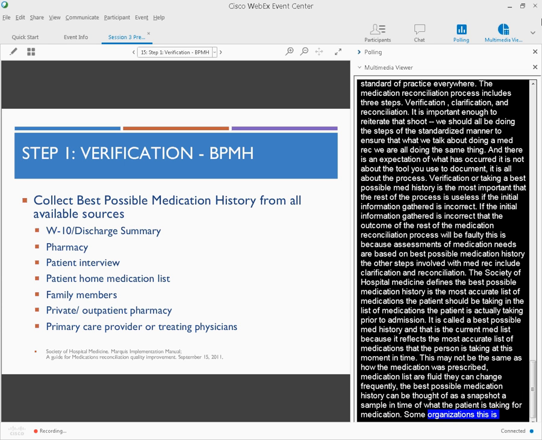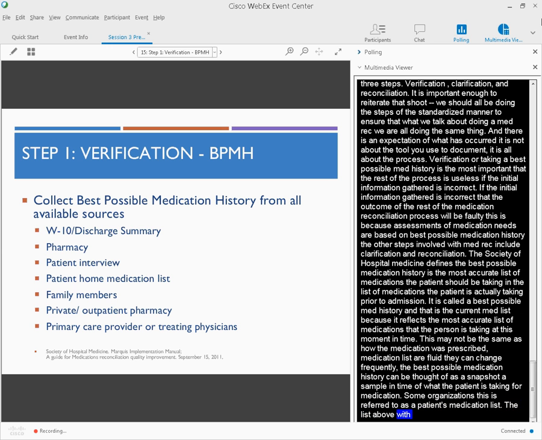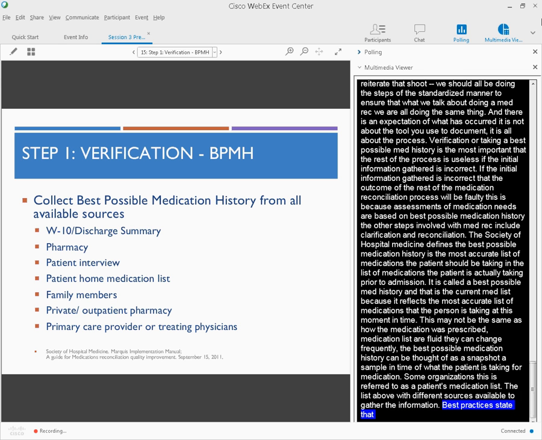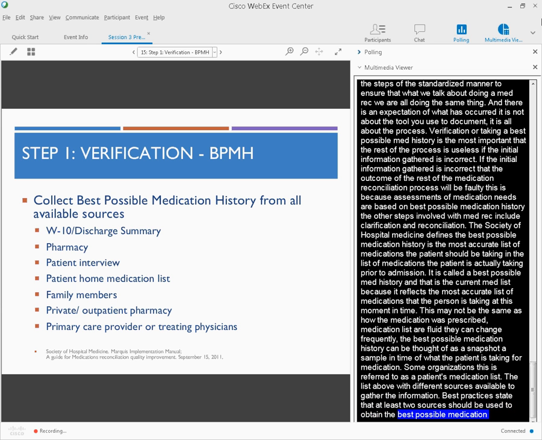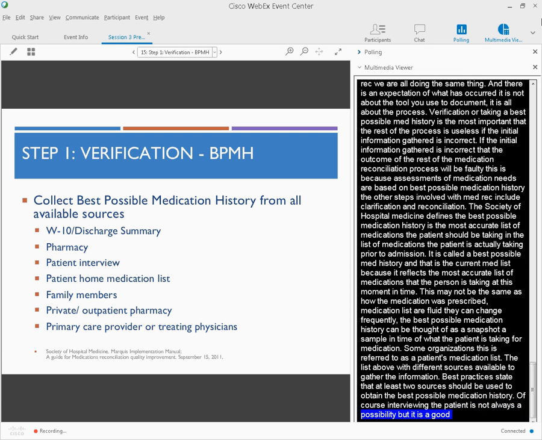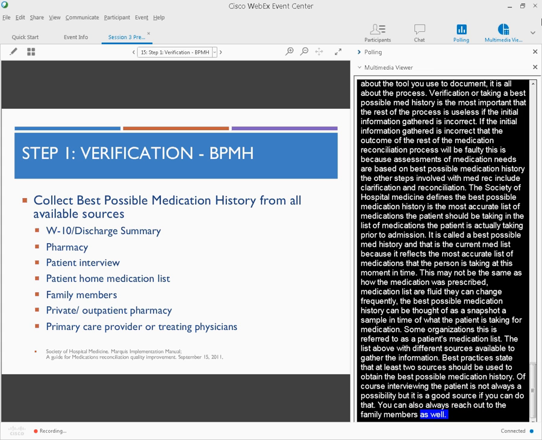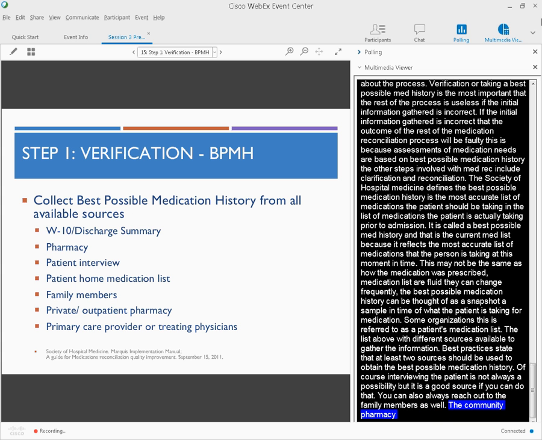The list above includes different sources available to gather the information. Best practices state that at least 2 sources should be used to obtain the best possible medication history. Of course, interviewing the patient is not always a possibility, but it is a good source if you can do that. You can also always reach out to the family members as well. The community pharmacy is a great resource because they can provide a lot of information for you. You should use as many sources available to you to complete the actual list.